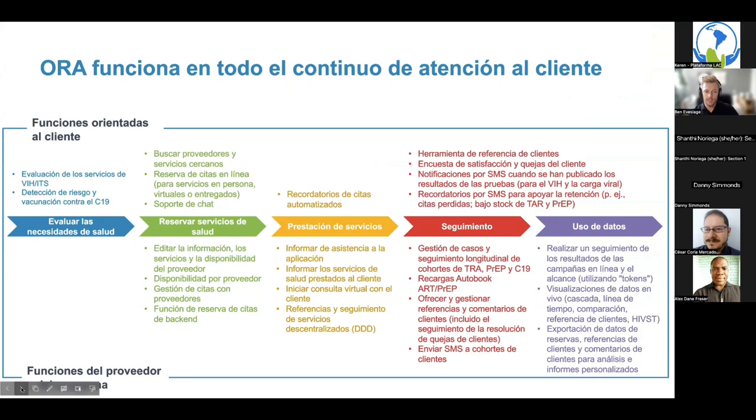I will not review this slide in detail. However, you can please come back here after the webinar to this slide to learn more about the available functions on Aura that can support each stage of the client care continuum, including assessing health needs, booking health services, managing service delivery, following up with clients, and data use. Next slide.